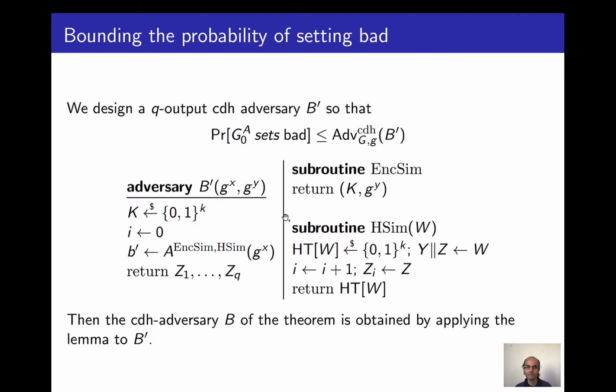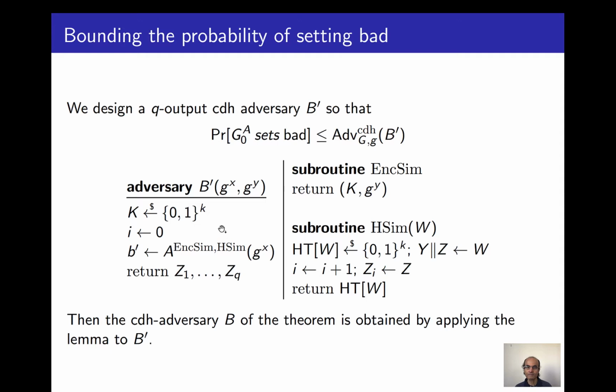So let's look at how we build our B prime. Its inputs are some points g to the x, g to the y. Of course, it doesn't know little x and little y, it just has the group elements. And its job is to compute g to the power the product of x and y. How does it do that? It's going to run A. It first has to give A a public key, for which it uses one of its inputs. And next has to simulate the encryption and hash oracles that A desires. It's going to do this by mimicking game G0.